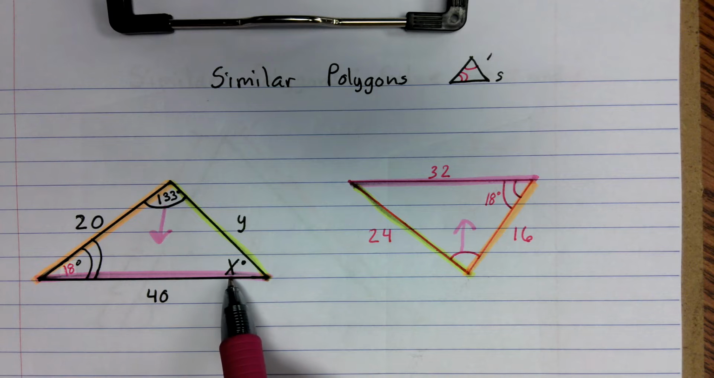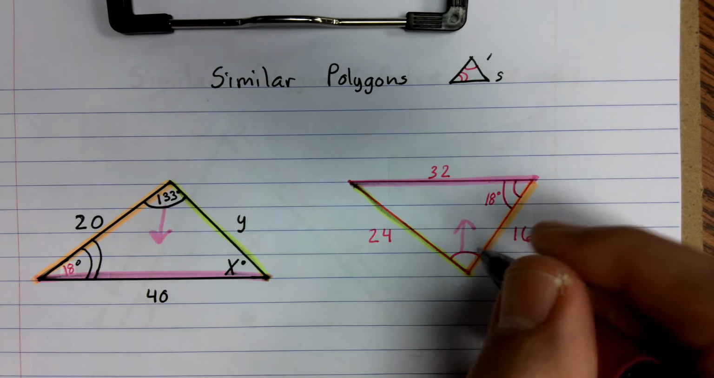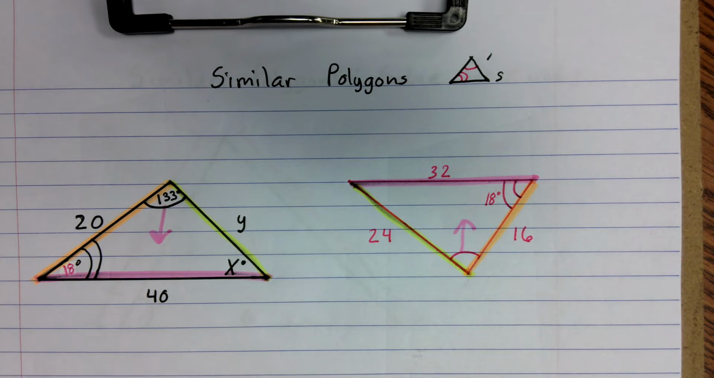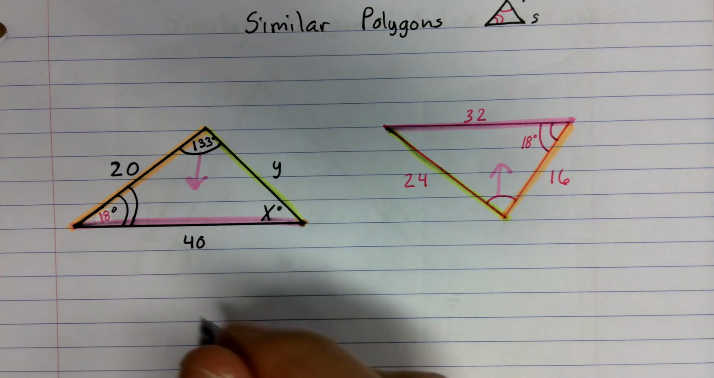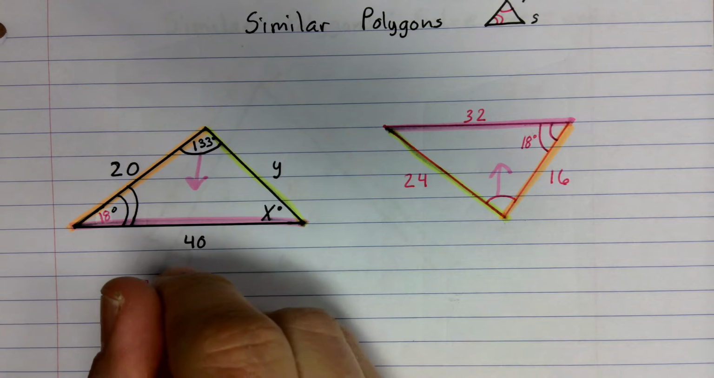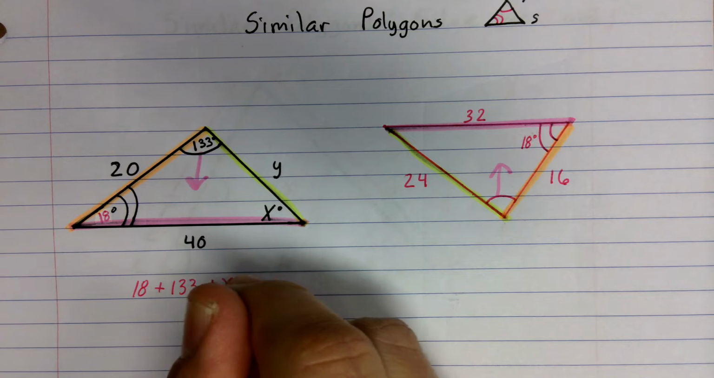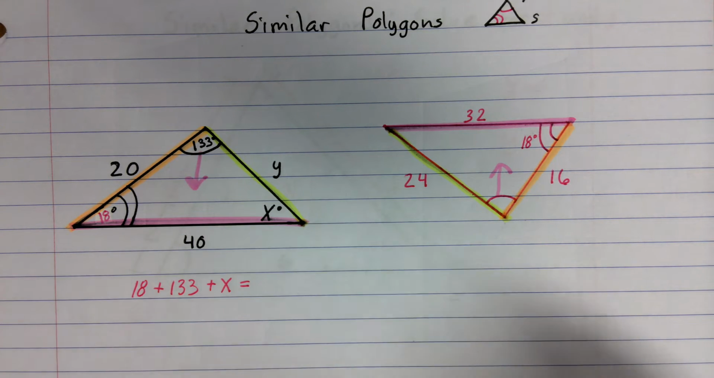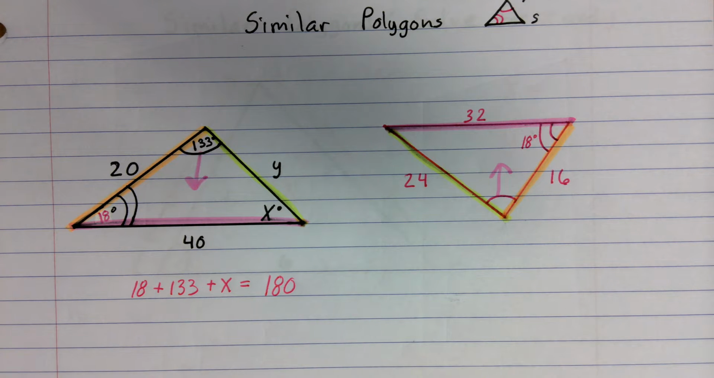Now we have to find x. In order to find x, our missing angle, we already know two of our angles, we have 18 and we have 133. So I'm going to put those values together. I'm going to add 18 plus the angle of 133 plus the angle of x. And I know that if I add all three angles together, according to the angle sum theorem, they have to all add up to 180 degrees.